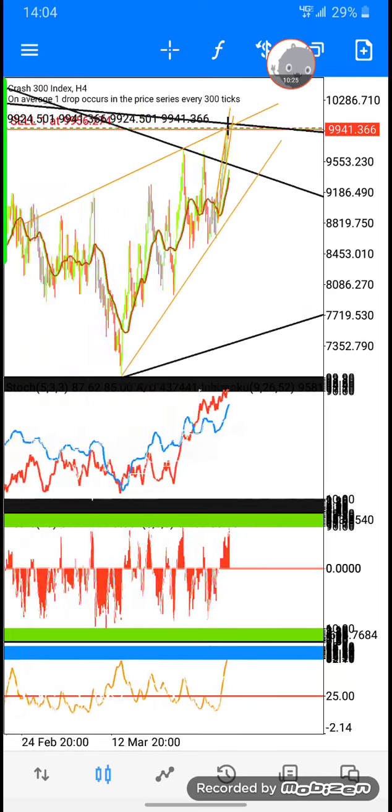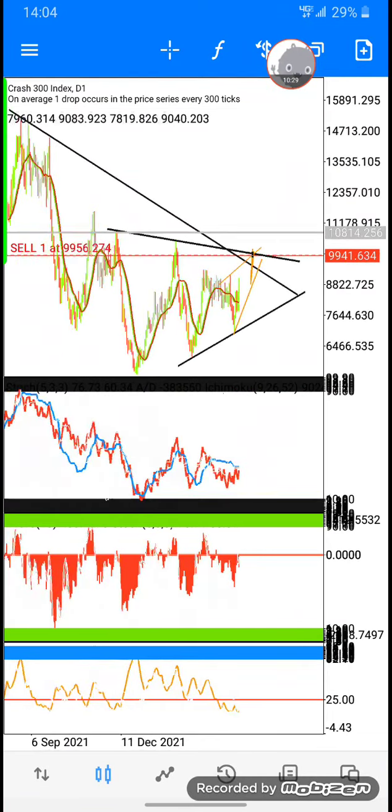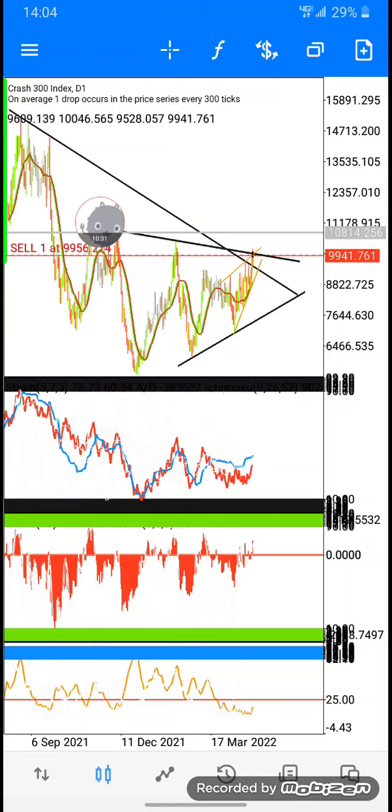As you can see in higher time frame, if you put this market in daily, you can see what is happening. This is a trend line over here. The market approaches the trend line. This is the first touch, second touch. If the market fails to break this trend line, definitely the market is going to sell.